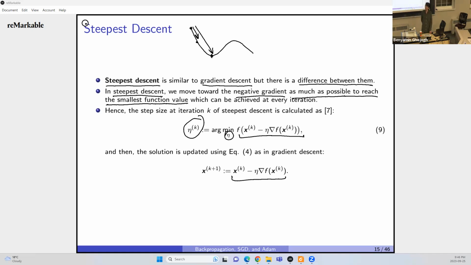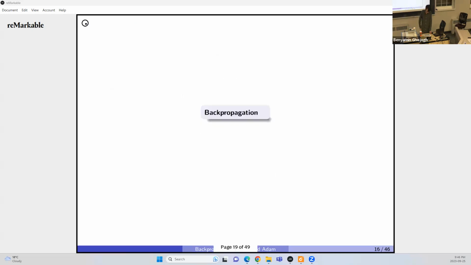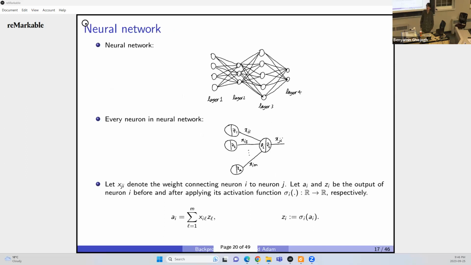We usually use gradient descent because I think we are lazy. Back propagation, but I'm not sure whether we can cover it. Yeah. Let's start back propagation in the next session.